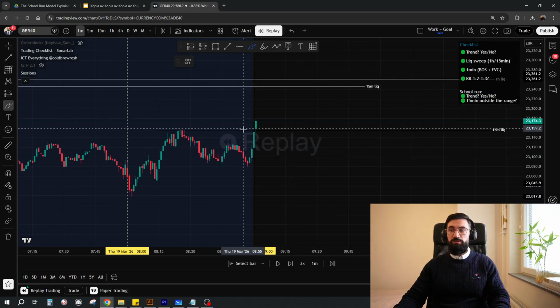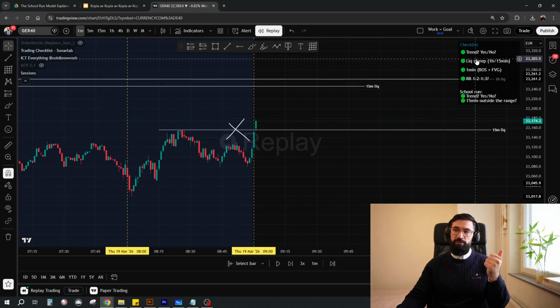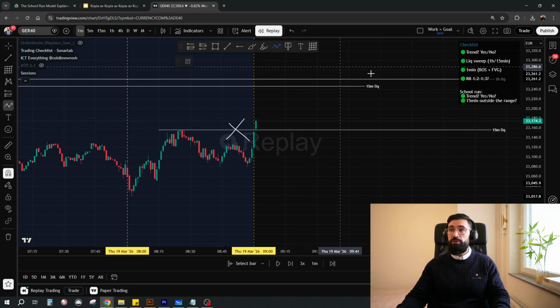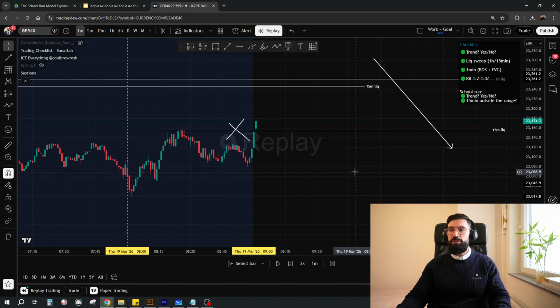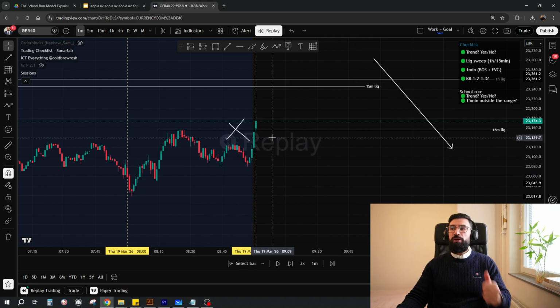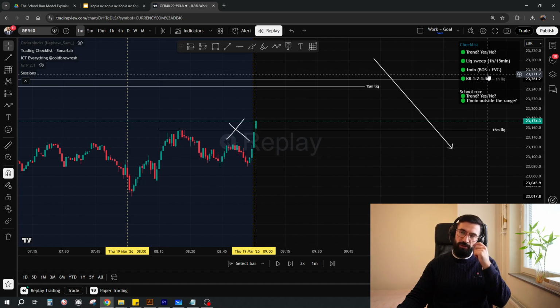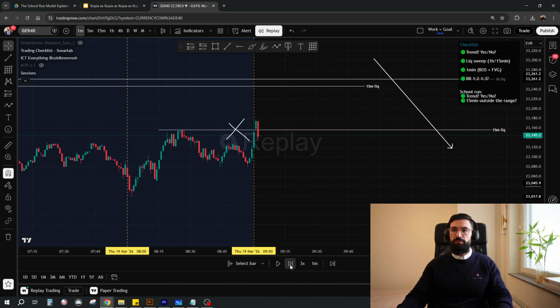It swept liquidity. Does it follow the trend? Yes. What is our trend? Our trend is bearish. We are waiting for a 1 minute break of structure and a fair value gap reaction, break of structure on the 1 minute.